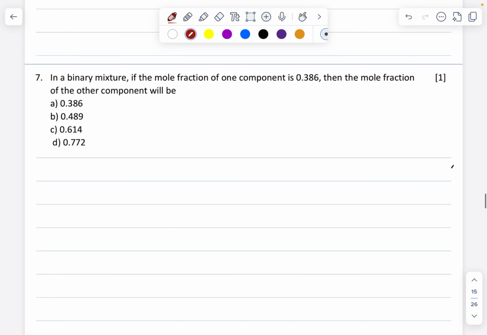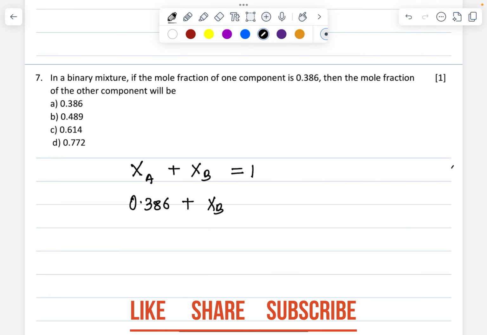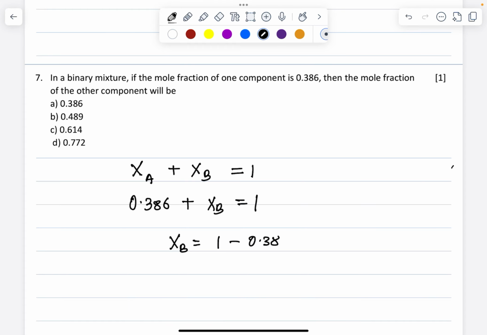In a binary mixture, if the mole fraction of one component is 0.386, then what is the mole fraction of the other component? The sum of the mole fractions of any number of components is always equal to 1. Binary mixture means two components, so XA plus XB is equal to 1. Let's consider XA to be 0.386. You are told to find XB, so XB is equal to 1 minus 0.386, which is equal to 0.614. So your answer is option C.